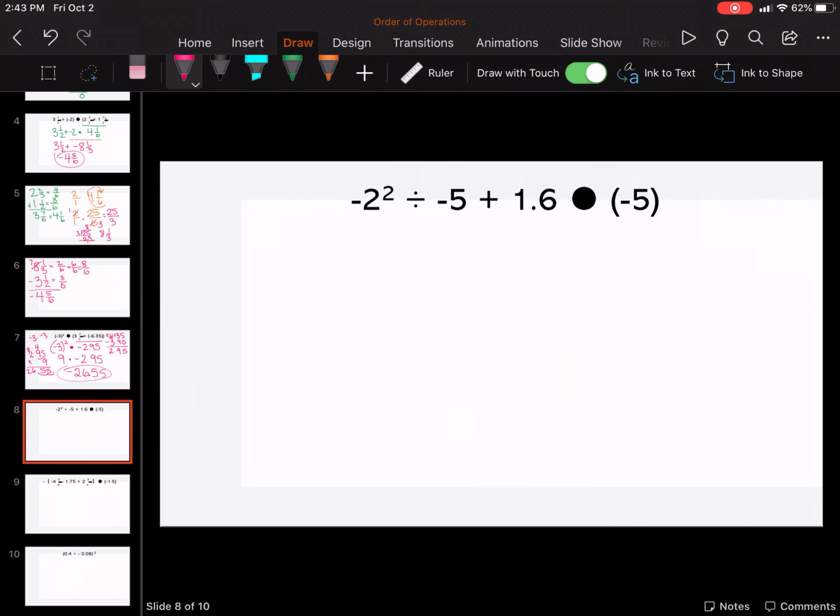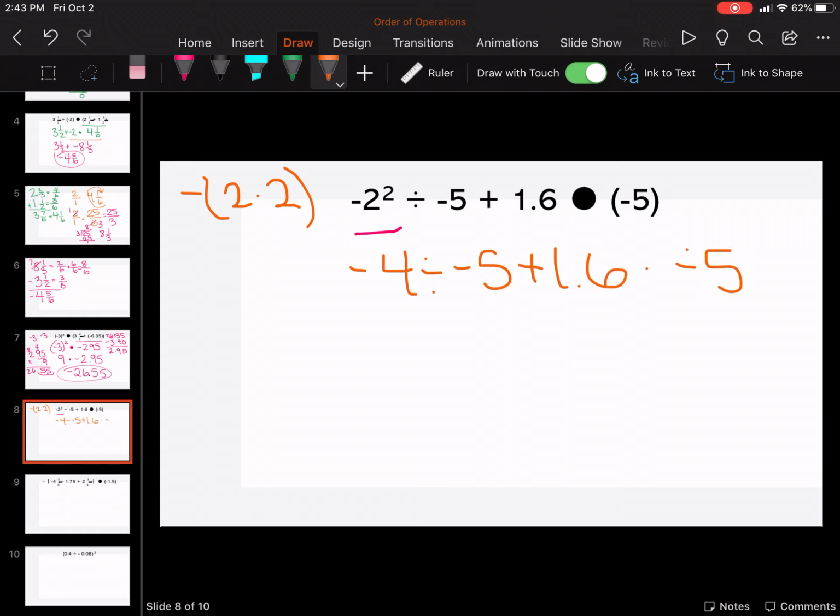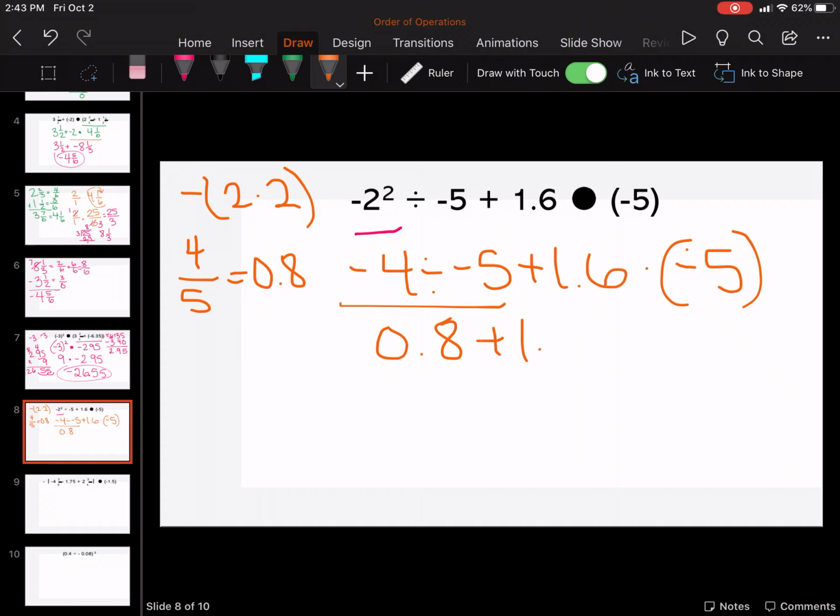Okay. The next one, we're going to start with our exponent. And the 2 is just kissing the 2, so it's the opposite of 2 times 2. So that's going to be negative 4 divided by negative 5 plus 1.6 times negative 5. Okay. Divide 4 over 5, which is 0 and 8/10. You can divide that out. And it's going to be positive because it's a negative and a negative.